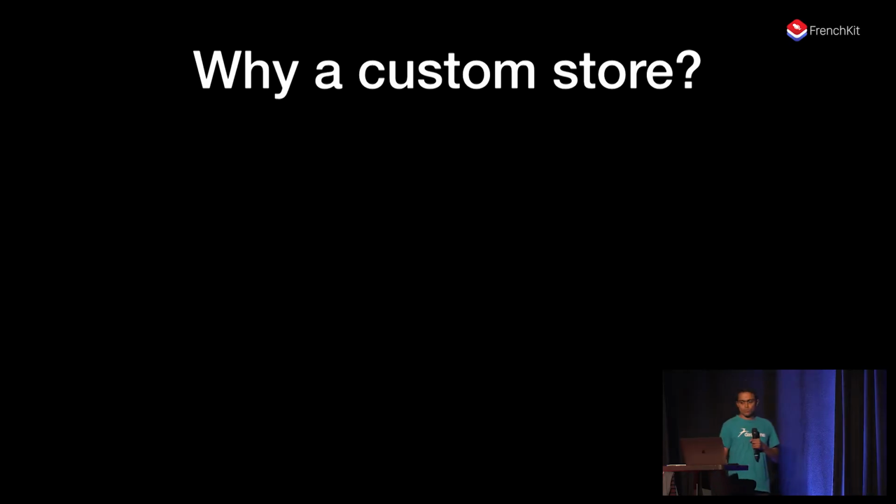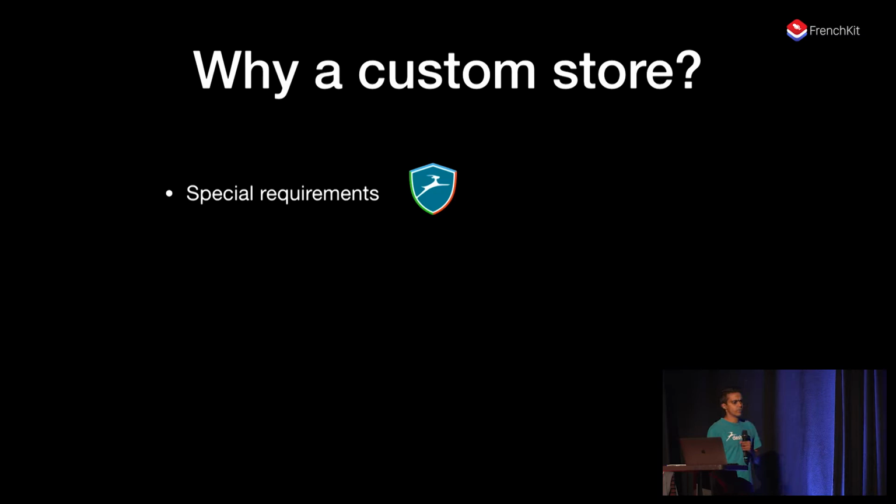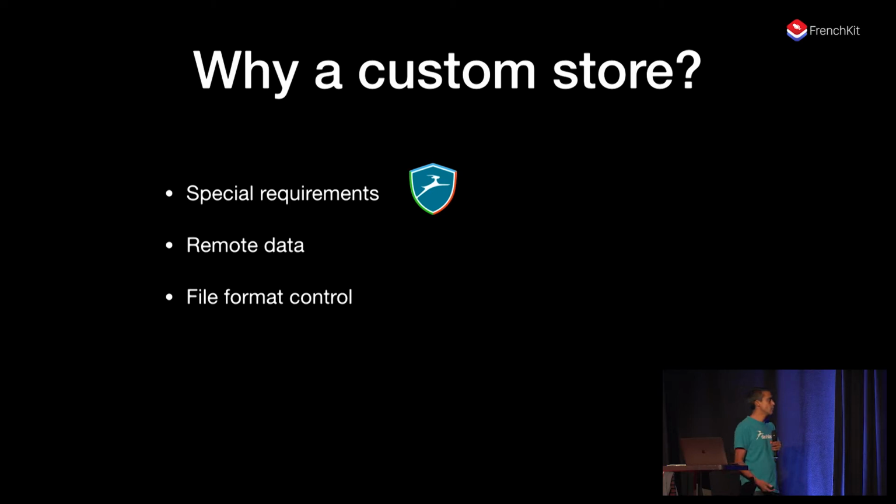So why would you want to write your own store type if the standard one is so great? You may have some special requirements. For example, at Dashlane, we like to encrypt users' data, and we want to control the encryption and still drive our UI with core data. You may want to interface with remote data and at the same time still use core data to drive your UI. You might want to control the file format of the store file.